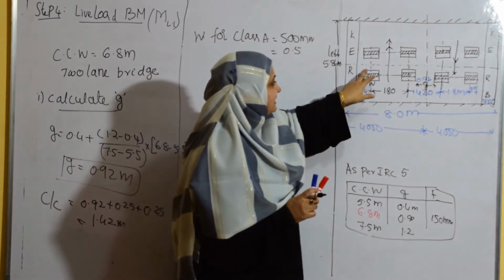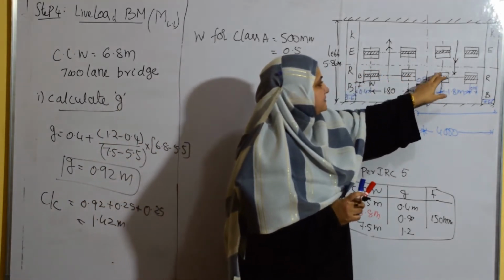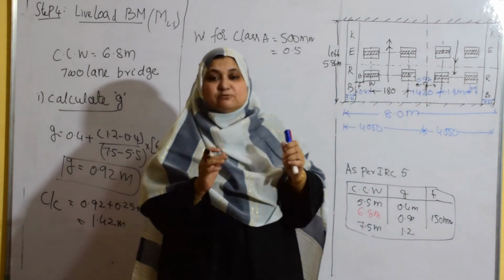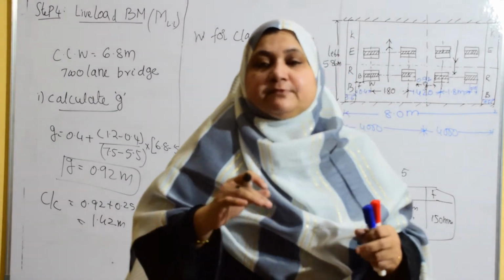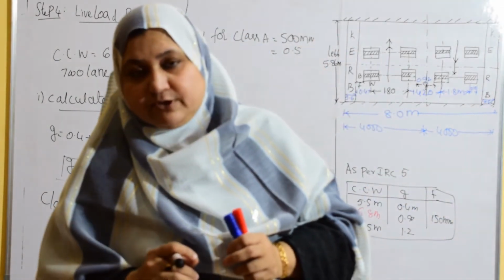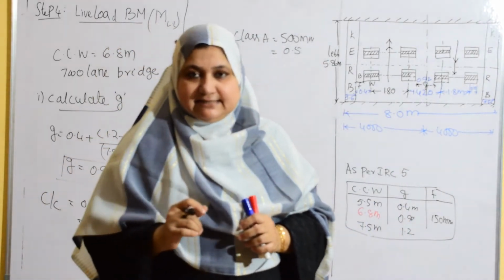You can see exactly the same distance this side, same distance this side, same here. So like a mirror image, it has to be placed symmetrically about the centroidal axis of the slab. To create the maximum bending moment, we are doing this exercise.